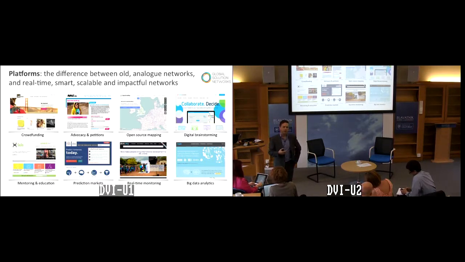And I think what's fundamentally different is that you have digital networks that have powerful capabilities. They're the difference between the old kind of analog networks based around annual conferences and getting together to share information, and stuff that can be done in real time with real data that can be visualized, that can get mass collaboration around an issue, where you can have big data analytics and open source mapping, where you can have petitions and mentoring and, yeah. No, please. I want to make a comment.